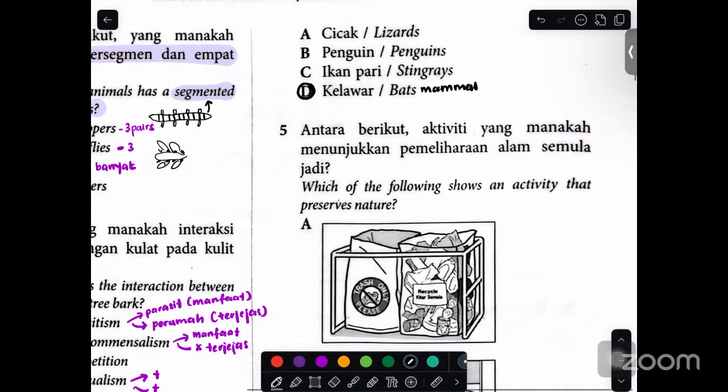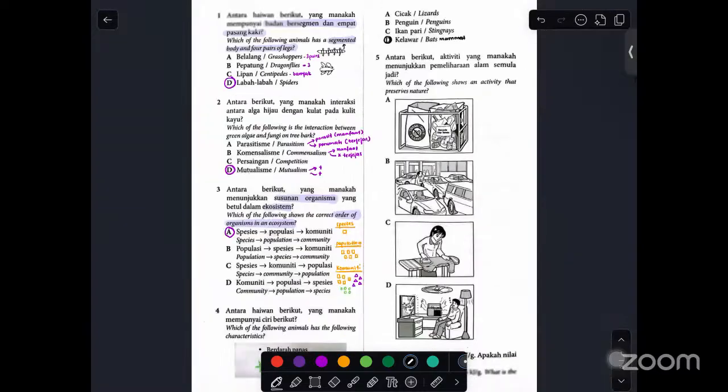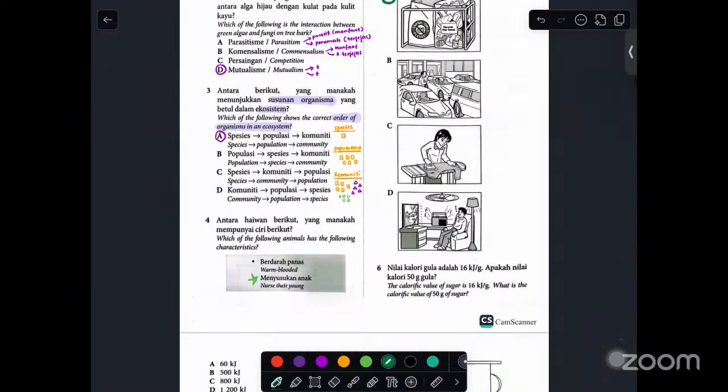Okay, number 5. Yang ini ada gambar. Aktiviti yang manakah menunjukkan pemeliharaan alam semula jadi? To preserve nature. Which activity shows to preserve nature? Easy as well. Pemeliharaan alam, yes. Okay, yang ni A ya.